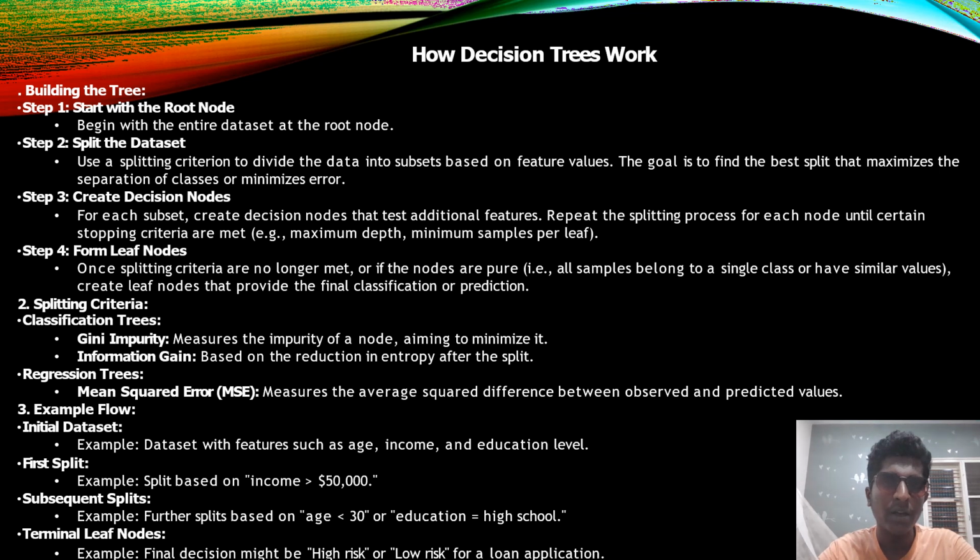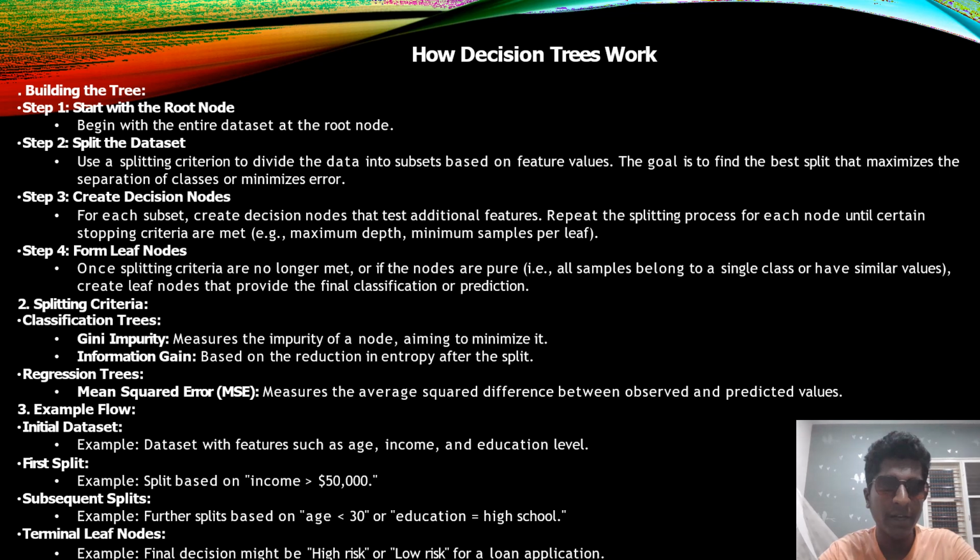Step 3. Create a decision node. For each subset, create a decision node that tests an additional feature. Repeat the splitting process for each node until certain stopping criteria are met. Step 4. Create leaf nodes. Once the splitting criteria are no longer met, or if the nodes are pure, create a leaf node that provides the final classification or prediction.